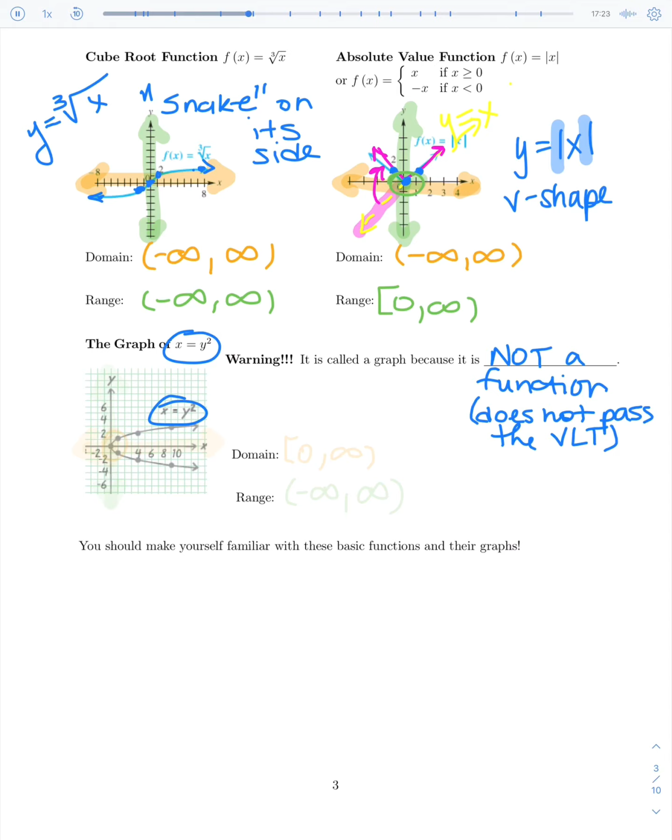Its domain for this graph, when you're squaring y instead of x, is that the graph doesn't even start until 0. So its domain would be 0 to infinity. Again, there is a graph at 0, so you'd use a bracket at 0. Its range, however, would be that the graph does go down forever and up forever, so its range would be negative infinity to positive infinity. Again, like I said, we just don't normally see this one because it is not a function.